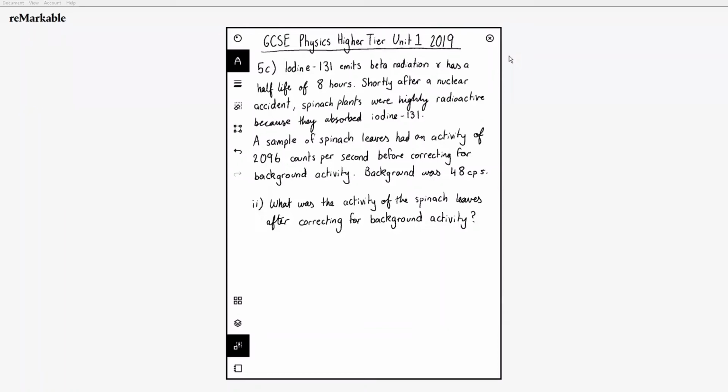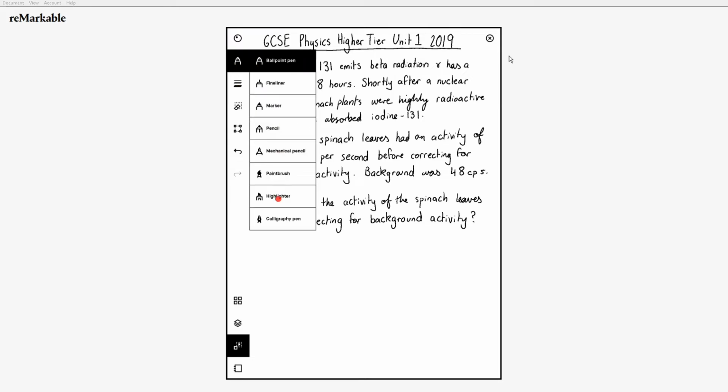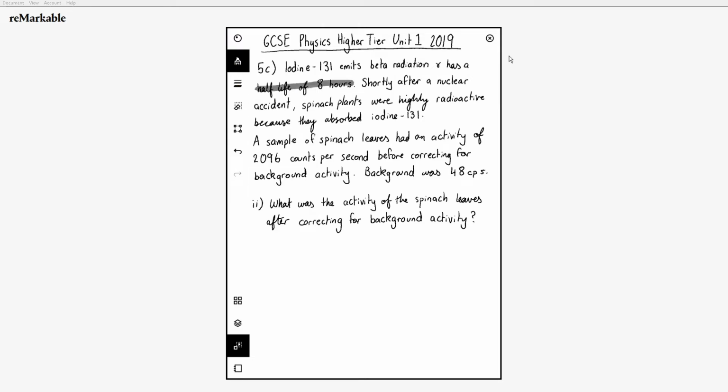Hi there. So today we're going to go over a GCSE physics question, specifically to have a look at radioactivity and half-life. That's the main reason I wanted to go over this question. So if we have a look at it, iodine-131 emits beta radiation and has a half-life of 8 hours. I'm going to highlight that just because it is super important for our question, a half-life of 8 hours.